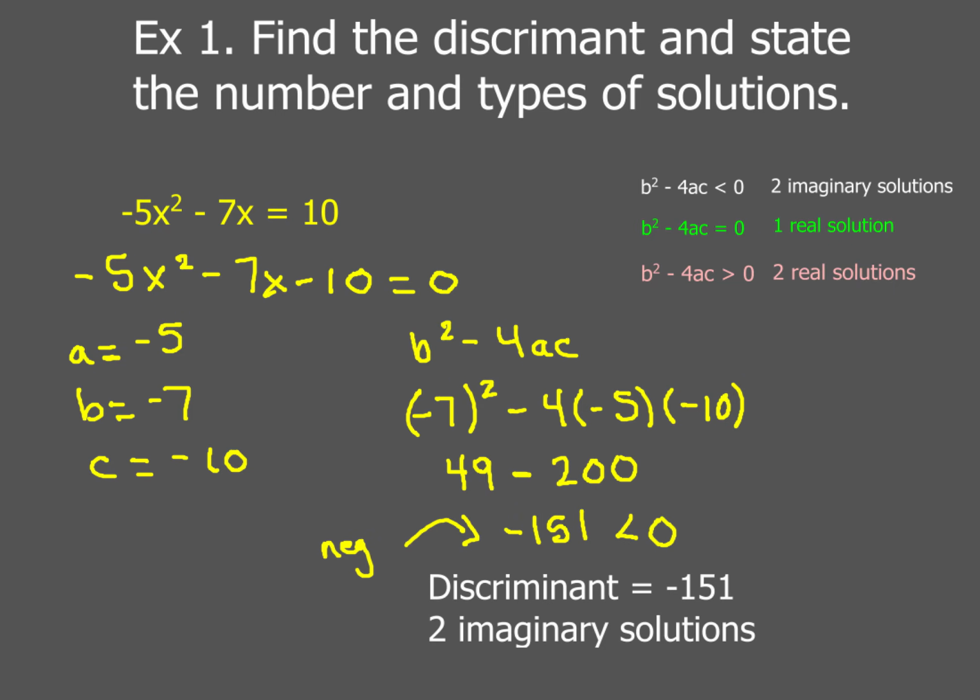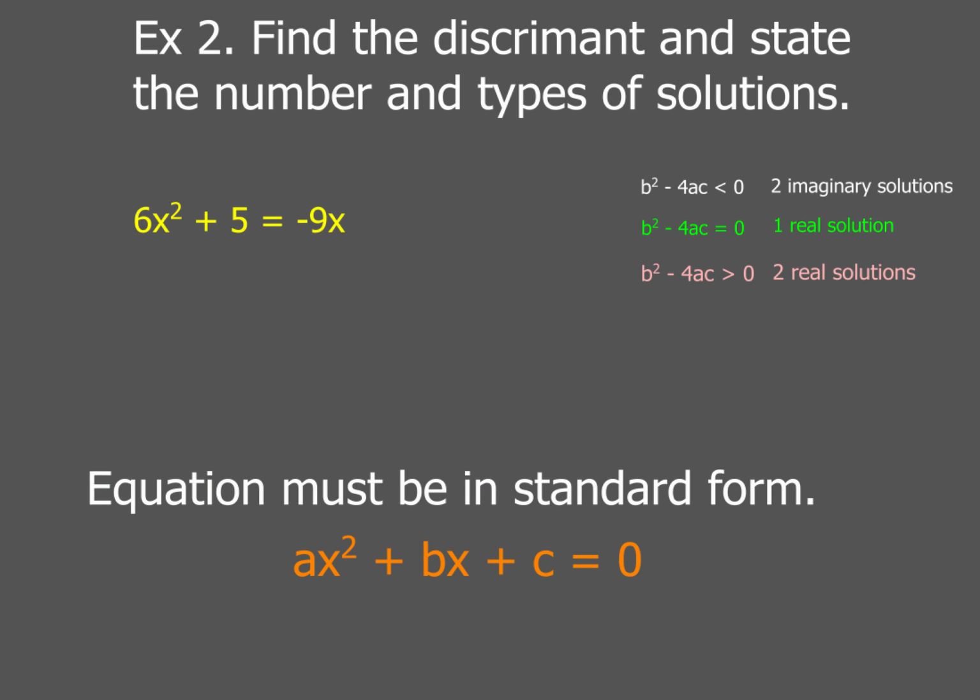Now I'm going to give you one other problem like this to practice. And again, for example 2 here, you want to take a look at it. 6x squared plus 5 equals negative 9x. You've got to get that in standard form. So go ahead and hit pause, put the equation in standard form, and determine the discriminant and what type of solutions you have. Come on back when you're ready to go.